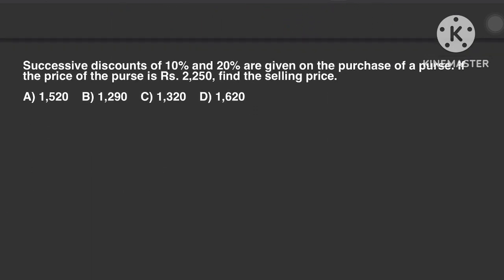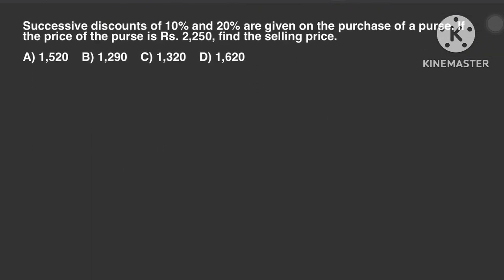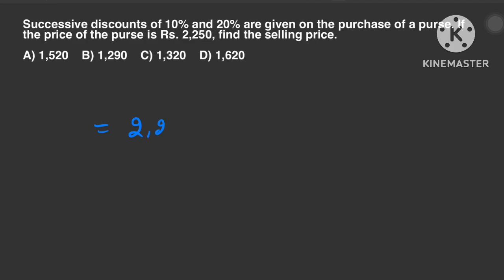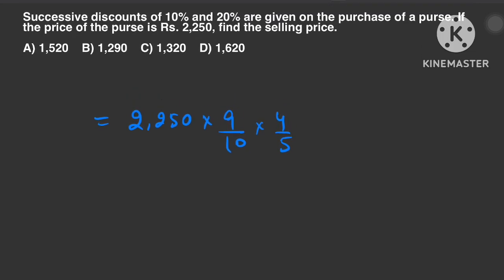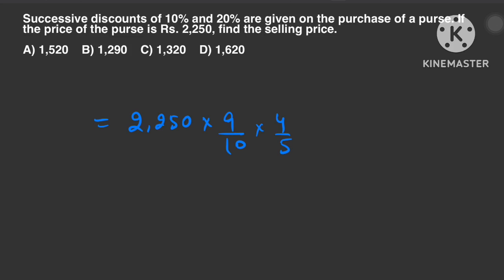Next we have successive discounts of 10% and 20% given on the purchase of a purse. If the price of the purse is rupees 2,250, find the selling price. Okay, so here the price is given. Now the successive discounts are 10% and 20%. So first is 10%. 10% is 1 by 10. So the multiplying factor is 9 by 10. Next we have 20%. 20% is 1 by 5. That is 4 by 5. Fine. We will cancel it.